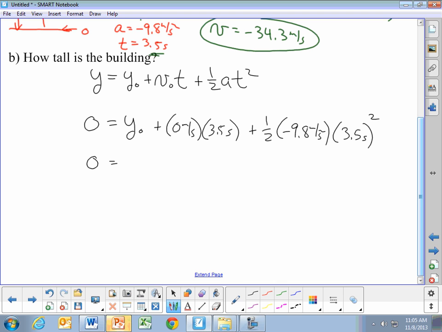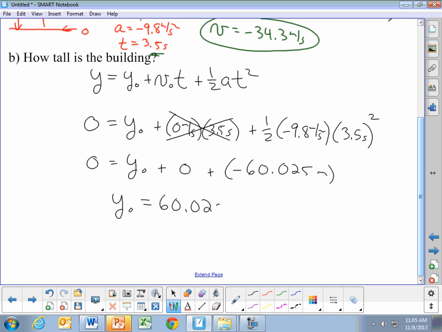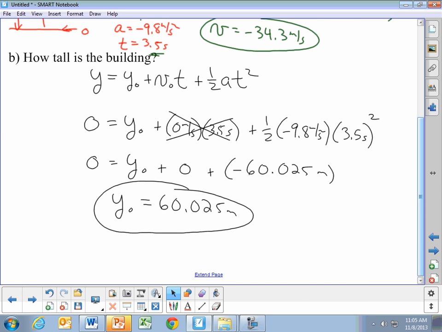So I have 0 equals the initial height y0. 0 times 3.5 is just 0. And then we have 1/2 times negative 9.8, so we have negative 4.9 times 3.5 squared. So this is going to give us negative 60.025 meters. So I solve for the height, and I get that the initial height was 60.025 meters. So if it took 3.5 seconds to reach the ground, that means that it had to have been falling from a height of a little over 60 meters.